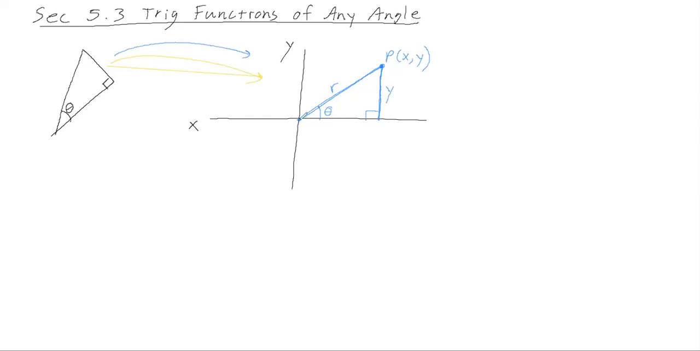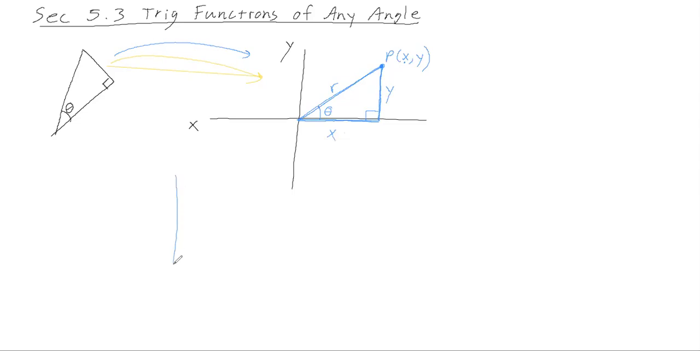What about this distance right here, or this leg? What is the length of that leg in my right triangle? It's going to be the same as that x value there. I'm going to call that x. This allows us to define the trig functions that work for acute angles, but also other types of angles as well, for any angle.